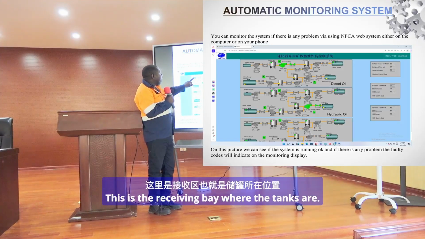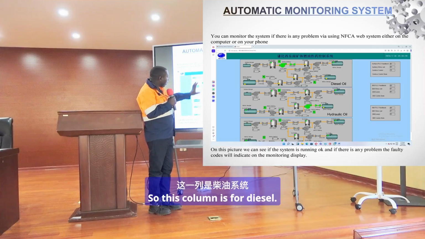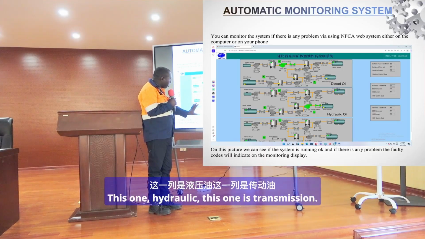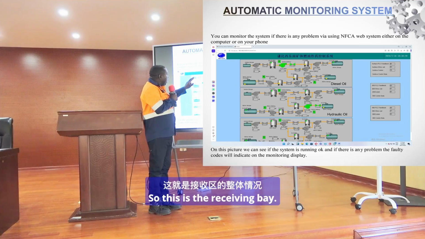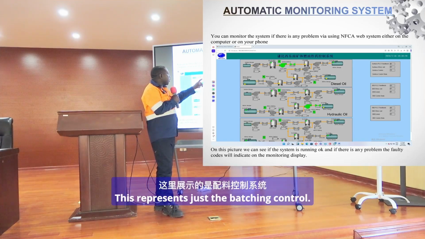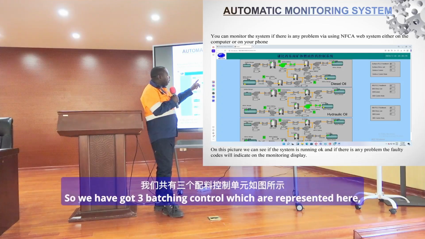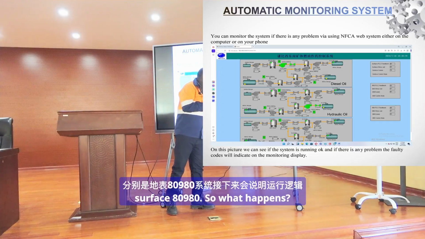So what we are talking about is like this. This is the receiving bay where the tanks are. This column is for diesel, this one hydraulic, this one transmission. They are all the same. This is the receiving bay. This represents just the batching control. We have three batching controls, represented here: surface, 800 and 980.